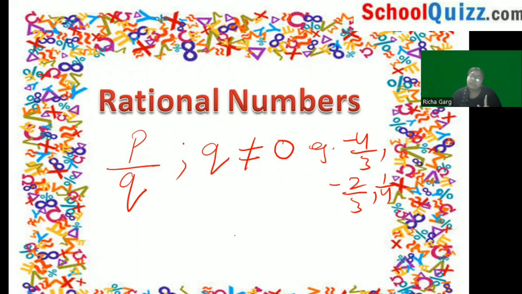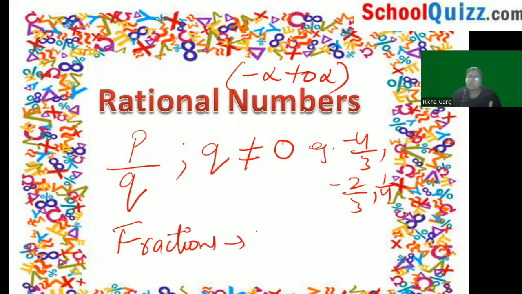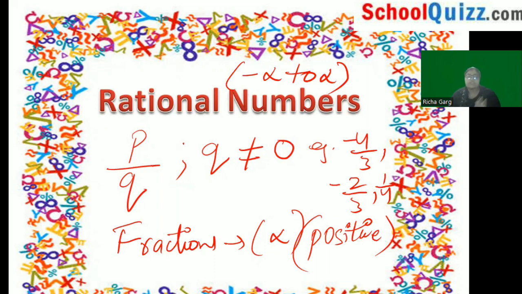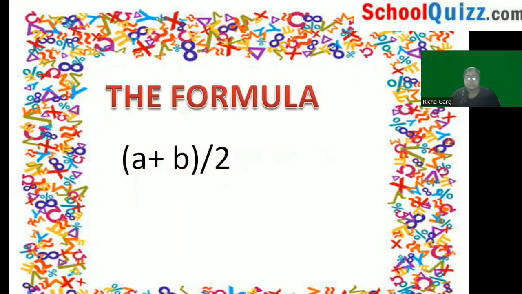Now, we have also already learned the difference between fractions and rational numbers. Rational numbers consist of the numbers from minus infinity to infinity, but fractions are only numbers with positive integers. So this is the basic difference between rational numbers and fractions. Today we are focusing on rational numbers only. You cannot say all rational numbers are fractions, but we can say that all fractions are rational numbers. So let's move on to the concept now.